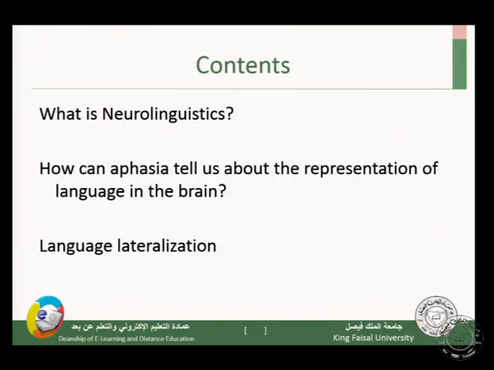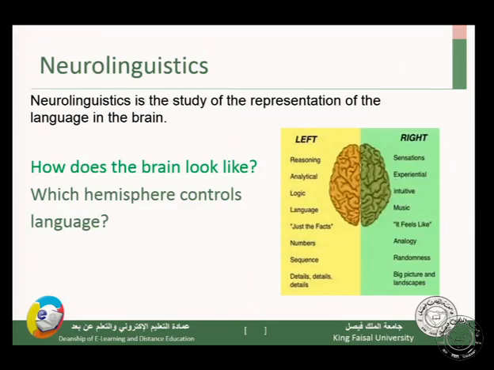We're going to look at the meaning of aphasia in a moment. The third element for today's lecture is language lateralization. We're going to see what we mean by language lateralization and how language is lateralized. So the first element for today is neurolinguistics. What does it mean?